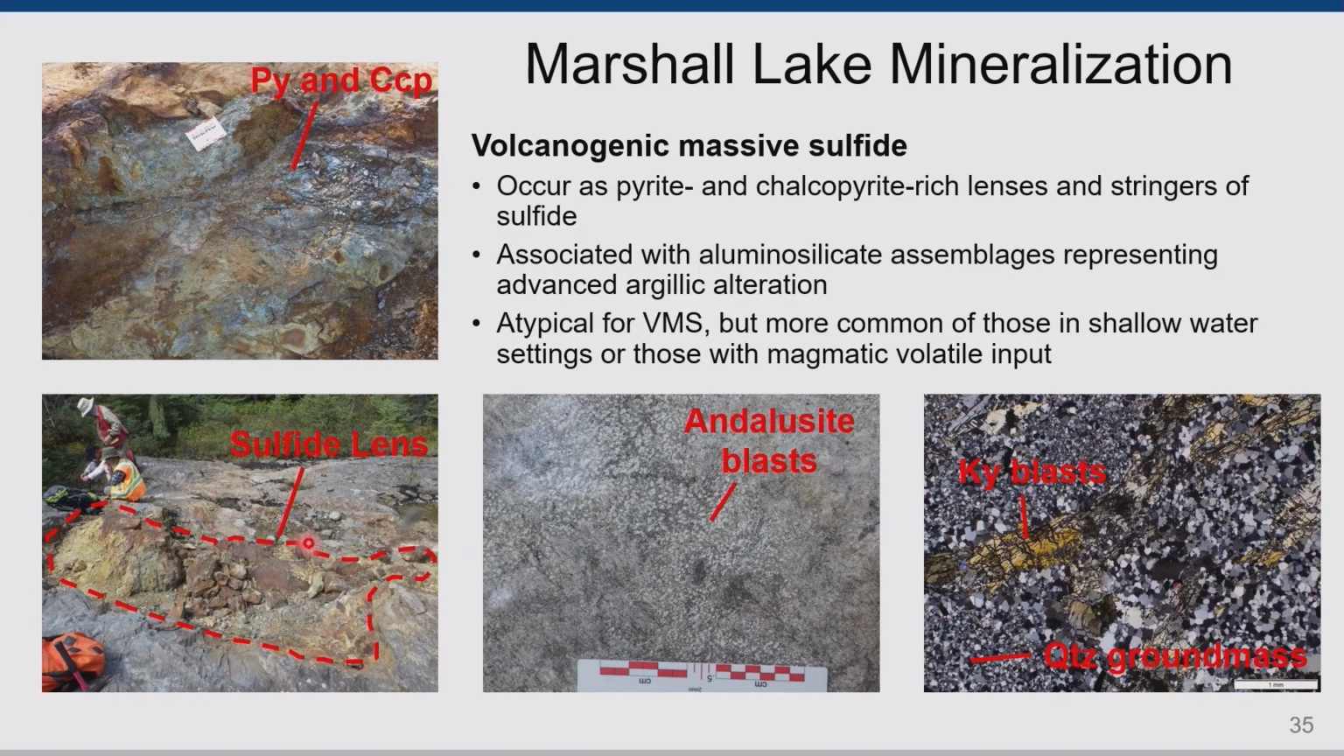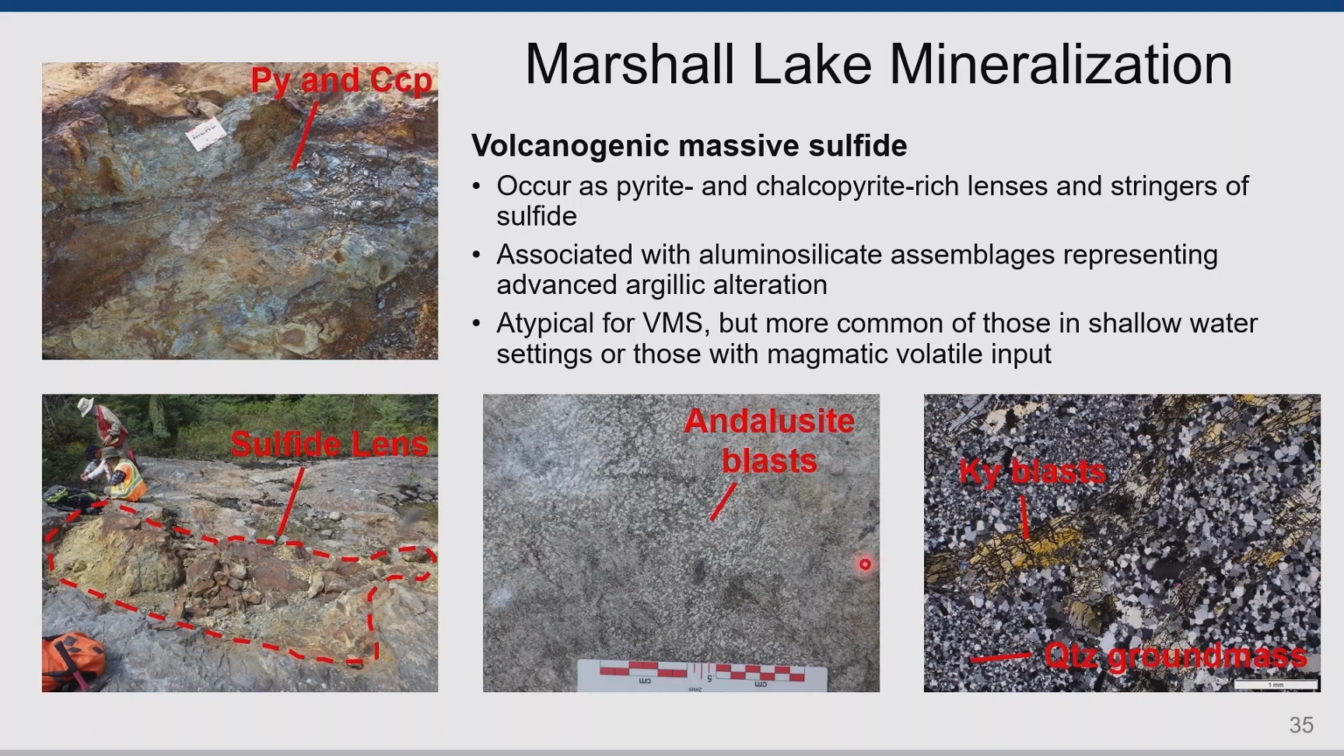So we have VMS-like morphology, and yet when we look at the alteration, what we see are aluminosilicate-bearing assemblages. And so this can represent really acidic alteration, things like advanced argillic alteration. If you take a look at the photomicrograph on the right, what you can see is blasts of kyanite within a quartz groundmass. And note that there's really no other minerals there. That's kyanite and quartz. So the only elements that are left in this rock are aluminum and silica. Right? So this is really, really atypical for traditional VMS, which would have chlorite and sericite alteration.